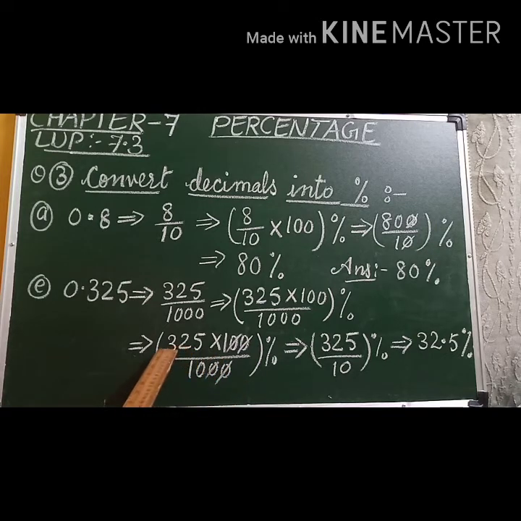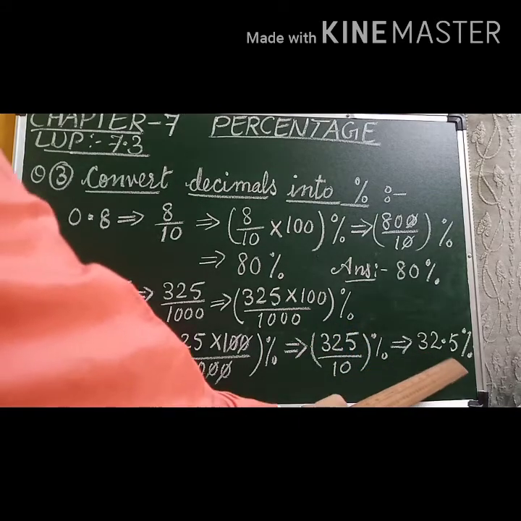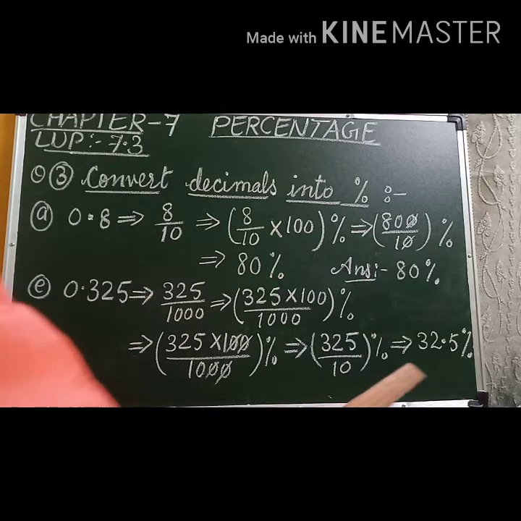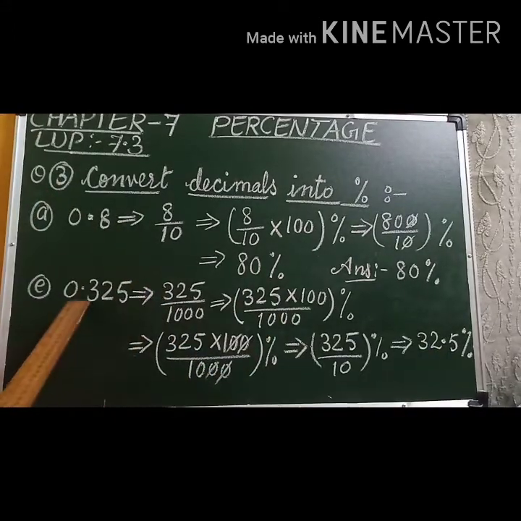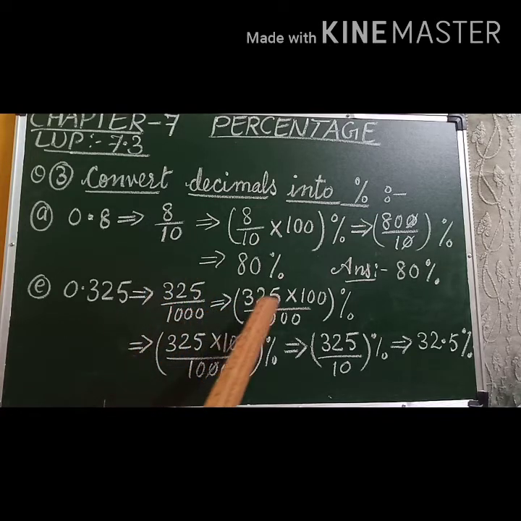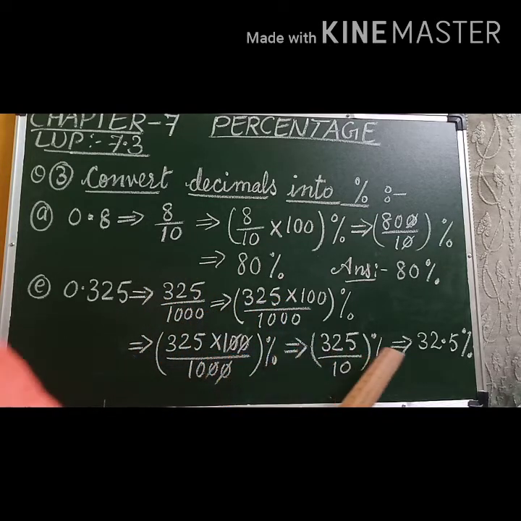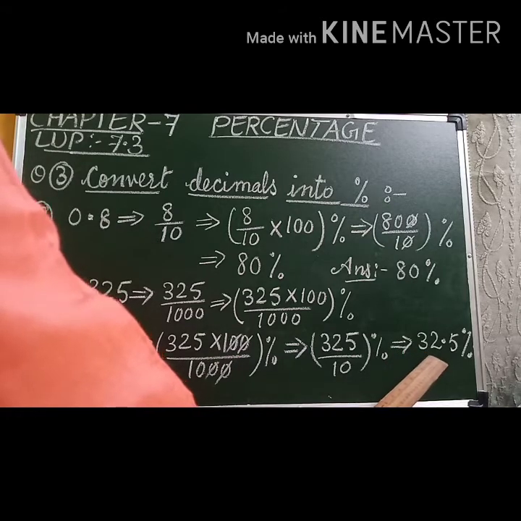So what will be left is 325 multiplied by 1, that is 325, and in the denominator 10. So 325 divided by 10. When we divide it, we will get 32.5 and the sign of percentage. So here the decimal given was 0.325. We converted it first into a fraction, then by following 2 steps we converted this decimal into percentage. 32.5% is the answer.